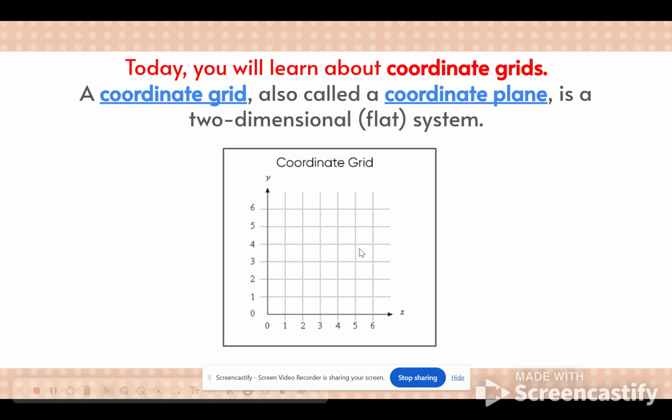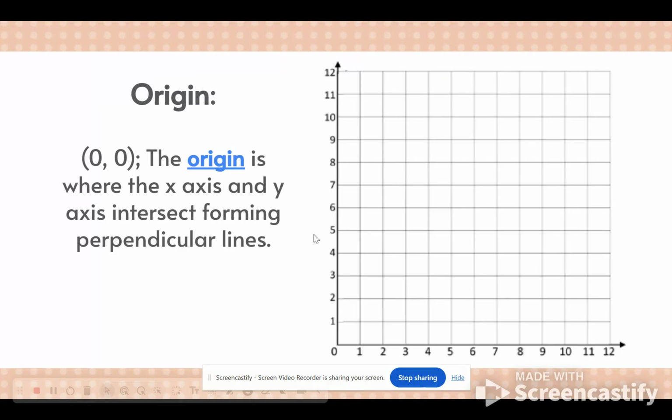As you see on the screen, this is a picture of a coordinate grid. A coordinate grid is also called a coordinate plane. Those words are used interchangeably, which means they mean the same thing. When you hear coordinate grid, that also means coordinate plane, and when you hear coordinate plane, that also means coordinate grid. It is a two-dimensional, flat system. Make sure you're filling in where it's underlined in blue.